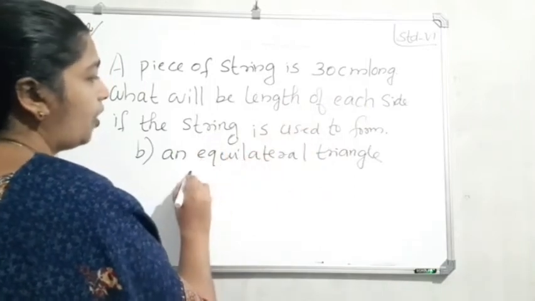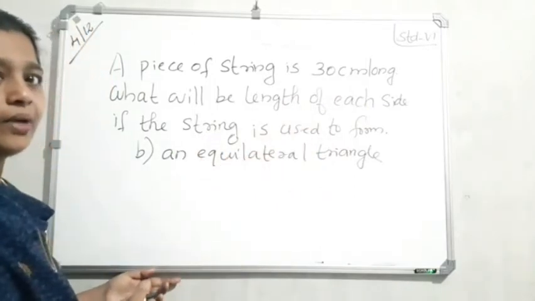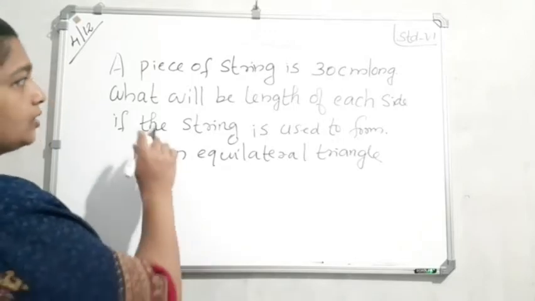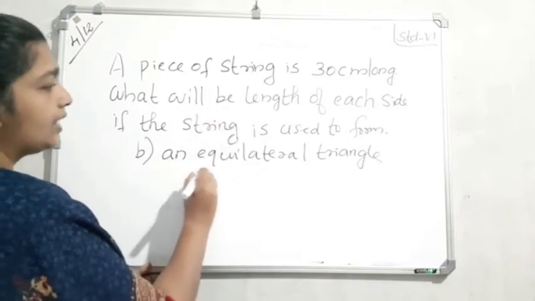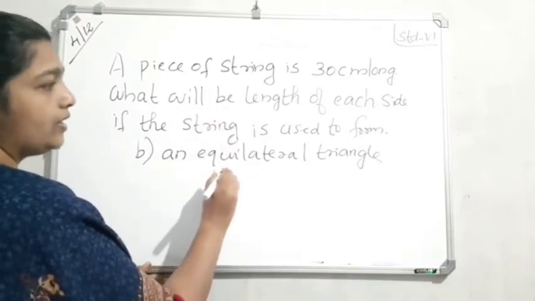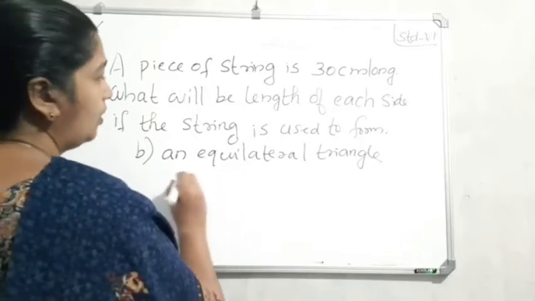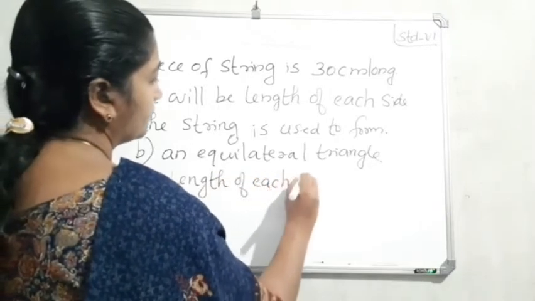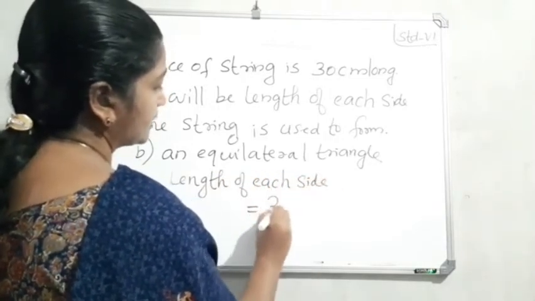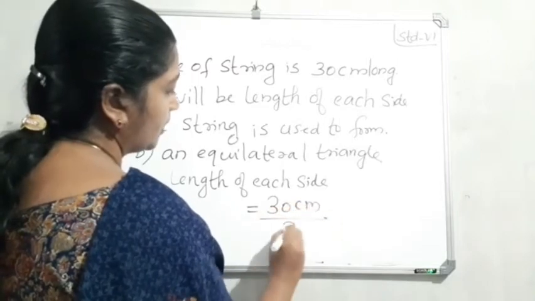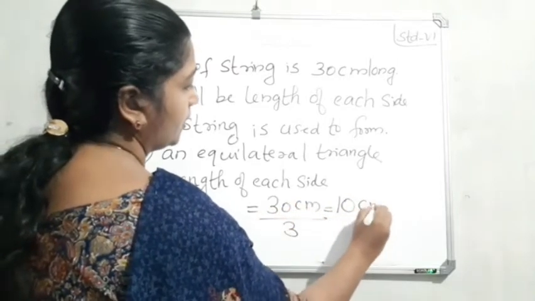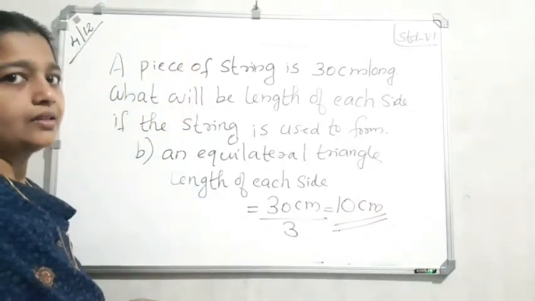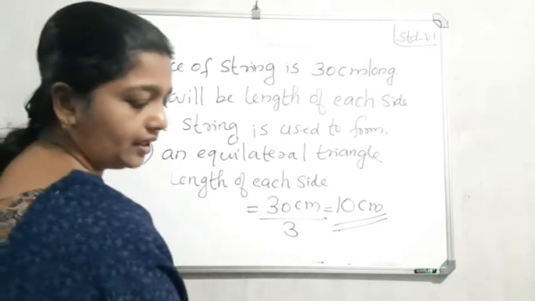The string is used to form an equilateral triangle. Perimeter of an equilateral triangle equal 3 into length of side. So here, what will be the length of each side? Equilateral triangle, so we want to divide by 3. So length of each side equal, say the answer, yes, 30 centimeter divided by 3. That equal 10 centimeter. 10 centimeter. Yes. Next one more question, question number C.